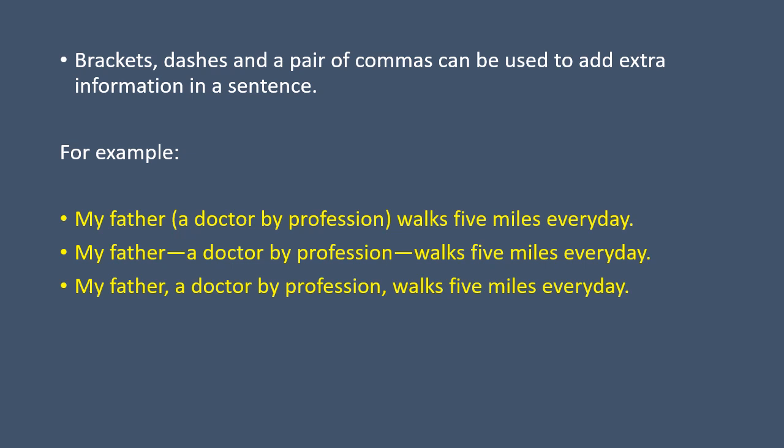The first sentence is: my father, a doctor by profession, walks 5 miles every day. So in this case, a doctor by profession is extra information. The sentence reads perfectly fine without this. For example, my father walks 5 miles every day. Now in the second sentence: my father, dash, a doctor by profession, again dash, walks 5 miles every day. It is exactly the same sentence as this one. I mean, it means the same. It separates the extra information using two dashes here.